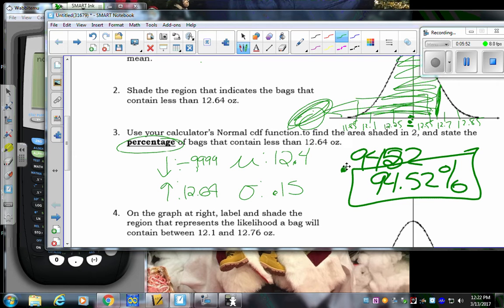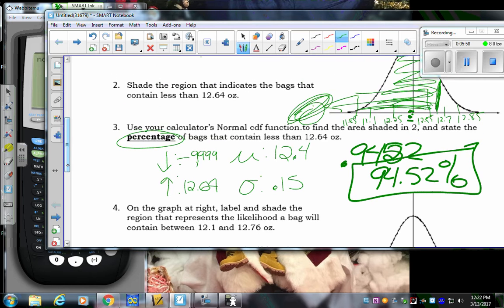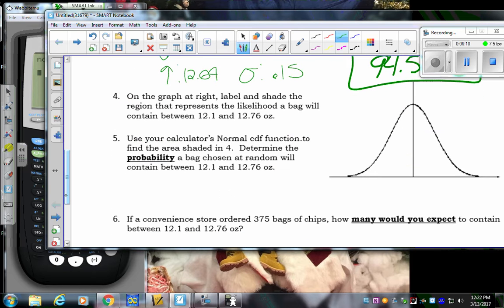All right, the next one says, on the graph at the right, label and shade the region that represents a bag between 12.1 and 12.76. Well, 12.1 was a standard deviation, that was 2 below. 12.76 is not. If I said between 12.1 and 12.7, you could just use percentages that we learned, because sometimes that's easier. It's less work. It just depends on how comfortable you are with your numbers. And then we had, this was 12, so it's like somewhere over here. Okay, so I'm asked to find this whole big chunk.